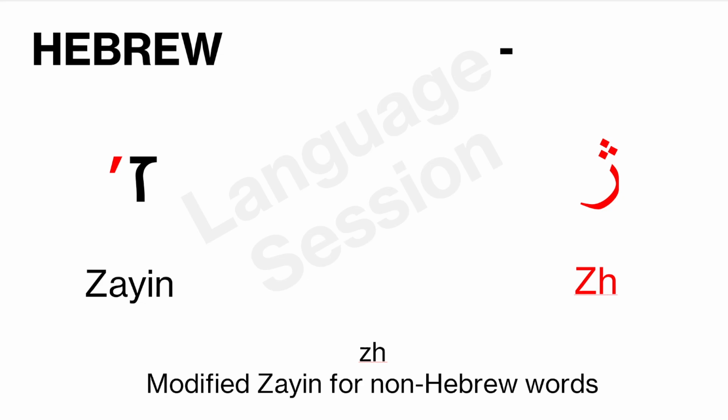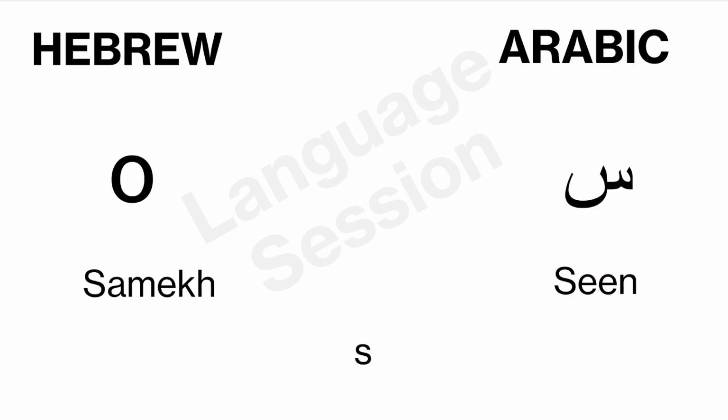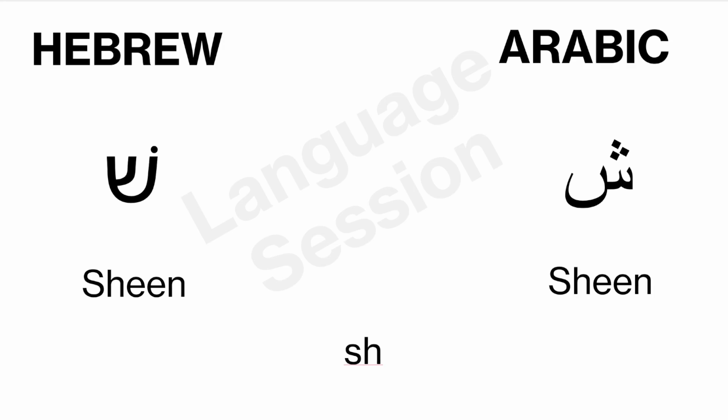This is the sound in words like vision. Then we have the sin and the samekh. So the samekh is an s sound. And the sin in Hebrew makes the same sound as the samekh. It's the s sound. And then we have the shin and the sheen, which make the same sh sound.